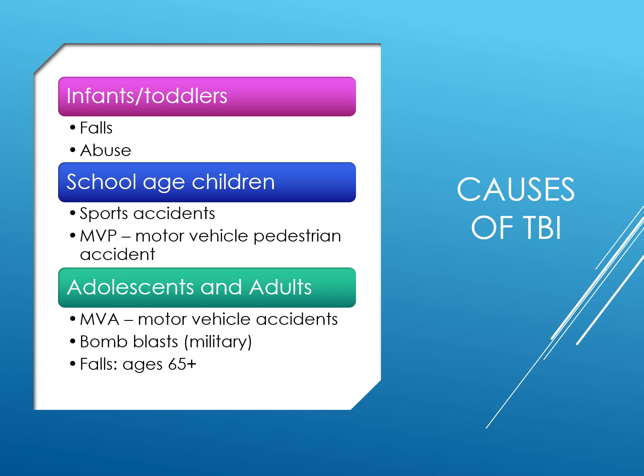So the causes of TBI. In infants and toddlers, we see falls and then TBIs from abuse. I think most of you have probably heard of shaken baby syndrome. This is an example of abuse often seen in infants. Shaken baby syndrome is a perfect example of a contra-coup injury.